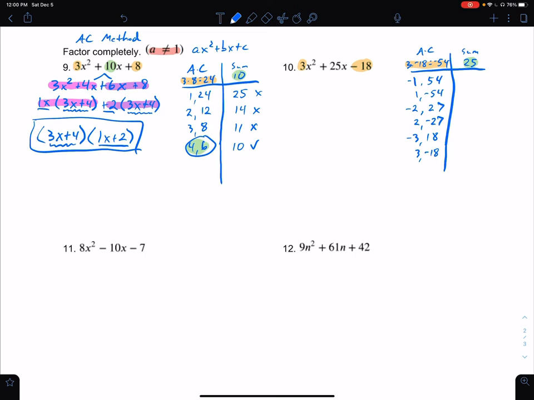What I notice here is that since I need a sum of 25, these two are going to give me the sum that I need. So if I notice that, I'm not going to keep doing extra work that I know isn't necessary. So my factors are negative 2 and 27.